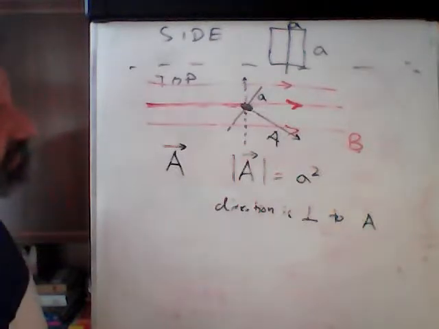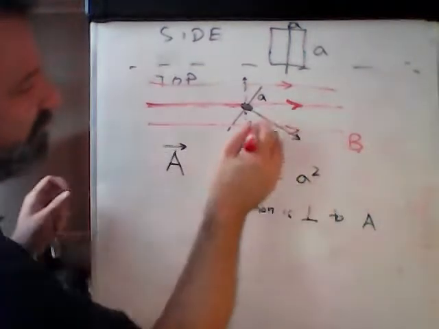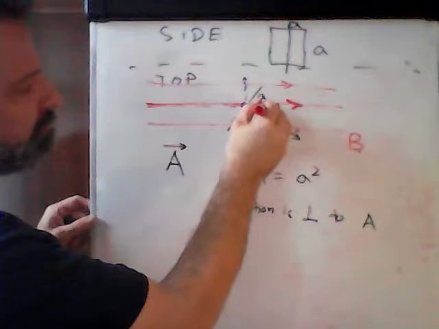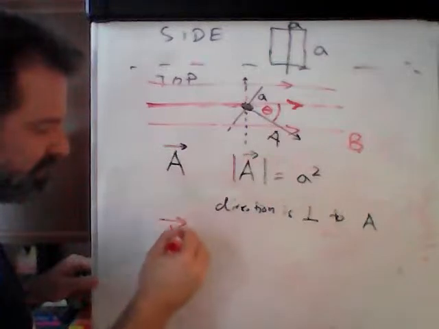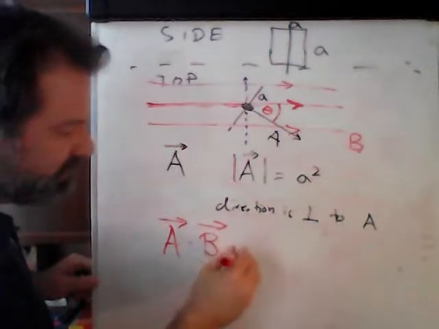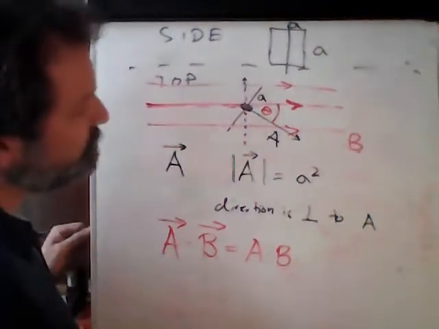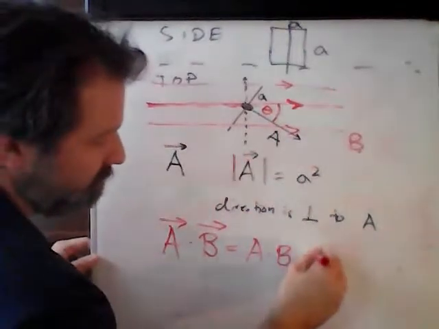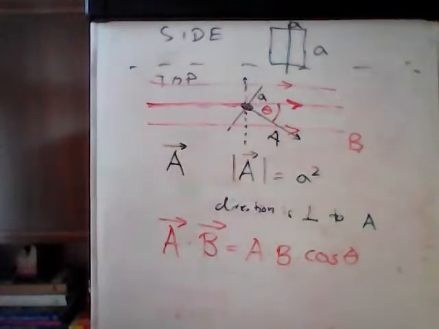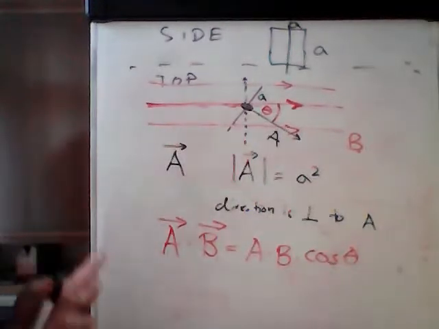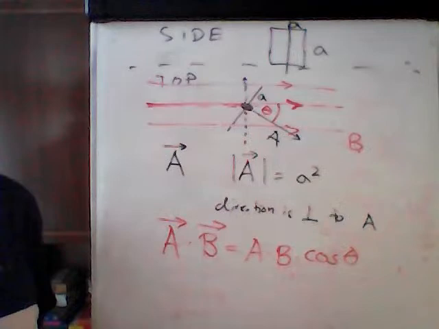Let's find that flux. In this case, it's a pretty straightforward situation. We've got an angle between the two, which we'll call theta. Just a reminder that the dot product, A dot B, is equal to A times B times the cosine of theta, and that's it. A, B, cosine theta, and that's all you're doing here, just explaining what's going on in terms of the situation.